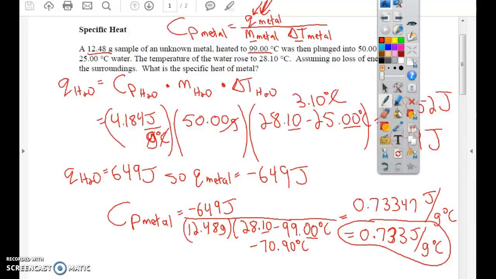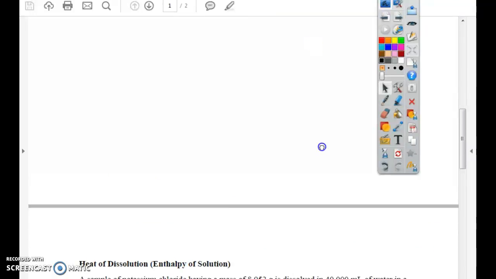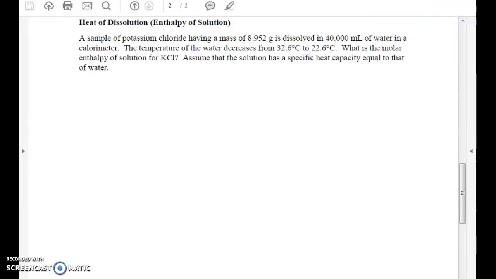Okay, the next problem I'm going to do is heat of dissolution. That one tends to be a little more involved, a little longer. Alright, so we have this problem here. It's also called enthalpy of solution. If you take potassium chloride, an 8.952 gram sample of it, and you dissolve it in 40.00 milliliters of water in a calorimeter, the temperature decreases from 32.6 to 22.6 degrees Celsius, so it goes down by 10.0 degrees Celsius. What is the molar enthalpy of solution for potassium chloride? Assume that the solution has a specific heat capacity equal to that of water.